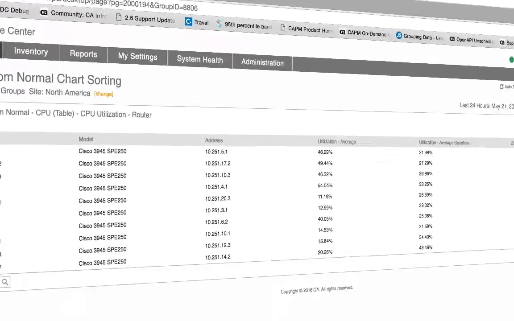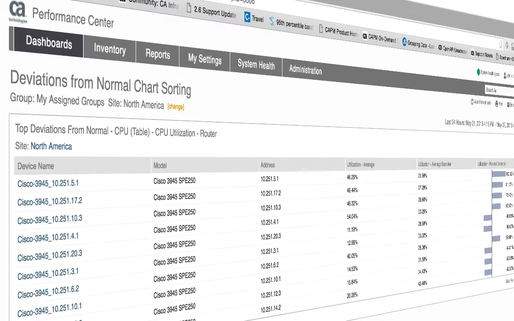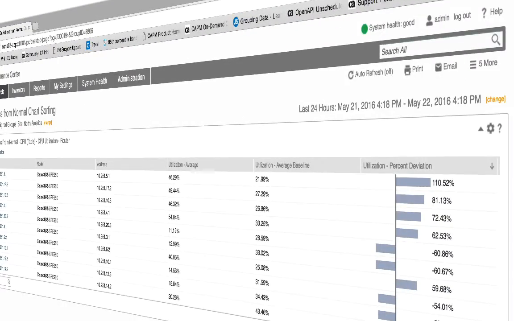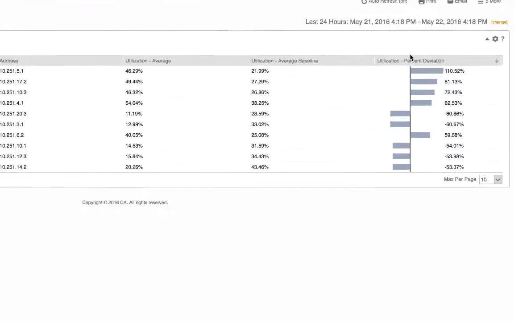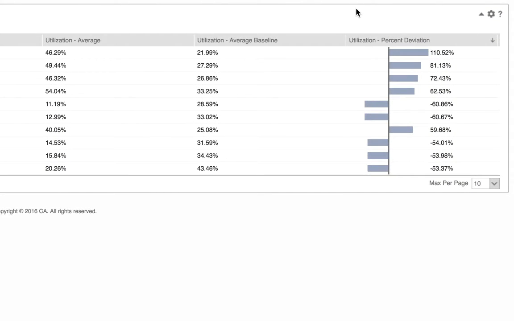In 2.8, our top deviations from normal table has seen improvements as well. The deviation percent, as viewed in this chart, is very helpful to understand what might be operating differently than it has in the past. By leveraging baselines and custom-defined time ranges, users can compare performance against similar periods in the past.